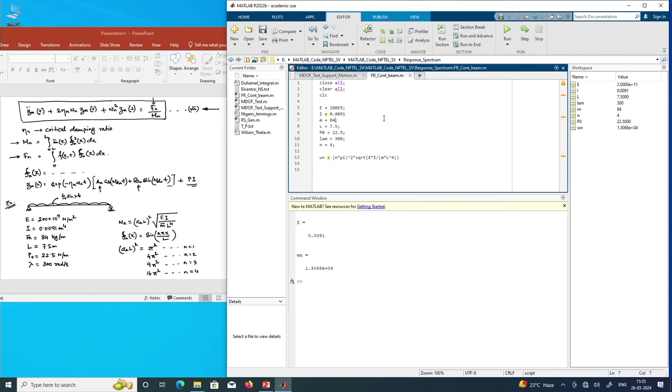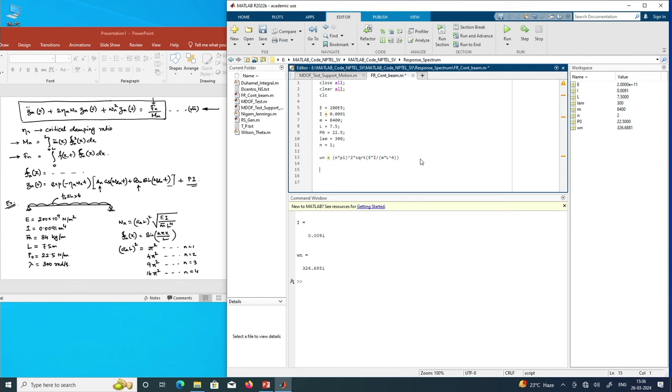Let me just slightly increase this, because otherwise this omega n is very high. So, if we increase this, we can reduce it further. If we increase it more, obviously, the natural frequency will reduce. Fine. So, now we have the natural frequency.